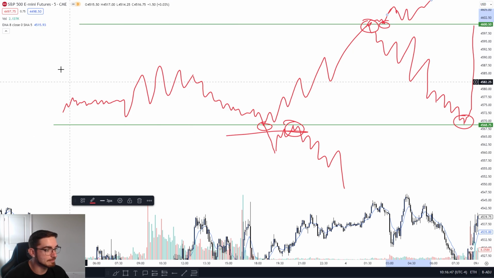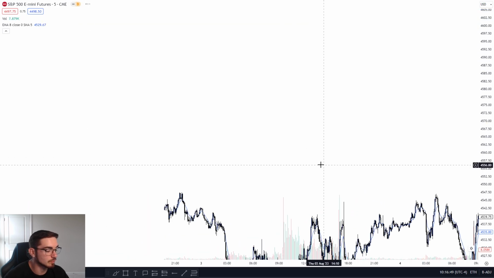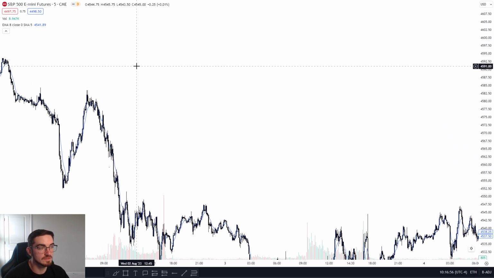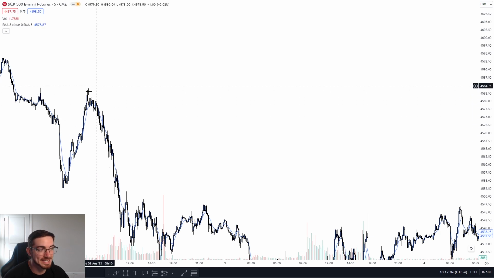So that is the basic breakdown of support and resistance, what it is and how we can use it to identify high probability setups. So again, when price is coming up towards resistance, you want to look for a rejection. If price is coming down towards support, you want to look for a bounce. If price breaks resistance, you can look for a high probability trade in that way.